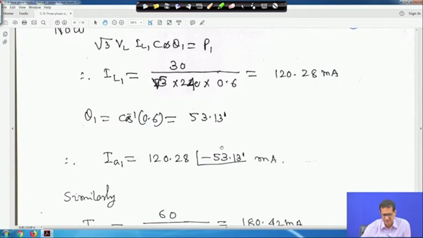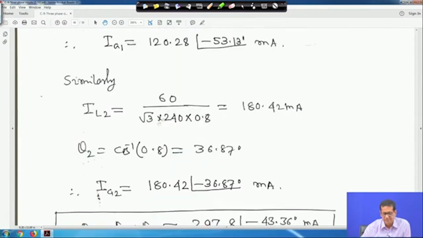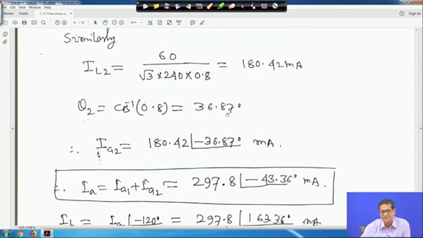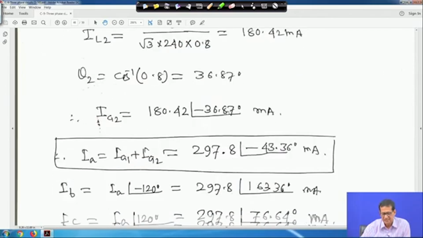So current is lagging. Similarly, for IL2 it will be 60 upon root 3 into 240 into 0.8, it is 180.42 milliampere. 60 is in kilowatt and this is in kilovolt. So ultimately it will become ampere. From that you write in milliampere form. It will be 180.42 milliampere, and theta 2 will be 36.86 degrees lagging. Therefore, IA2 will be 180.42 angle minus 36.87 degree milliampere, right.